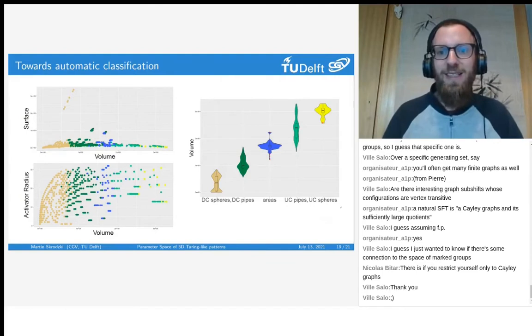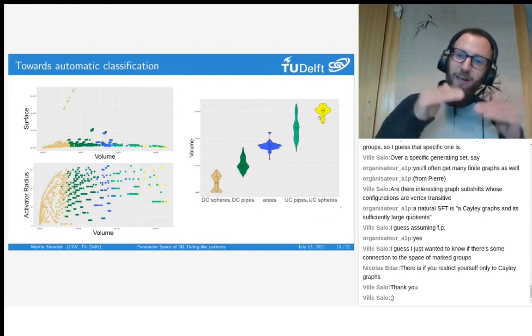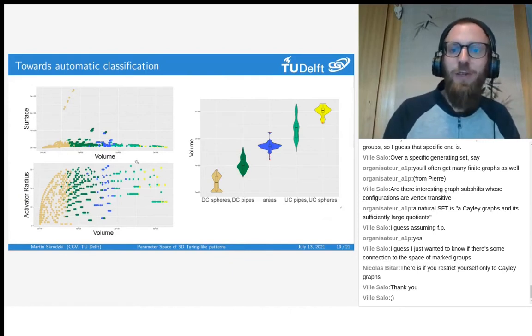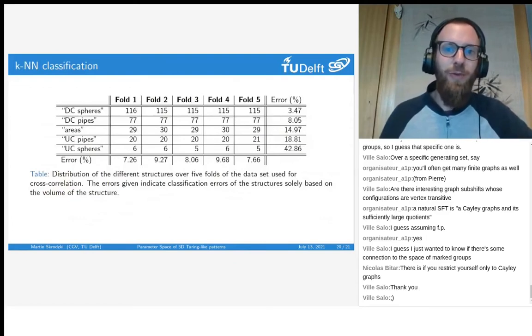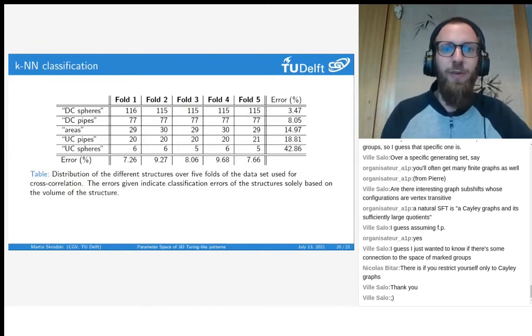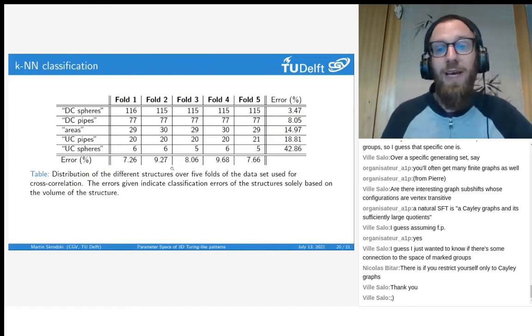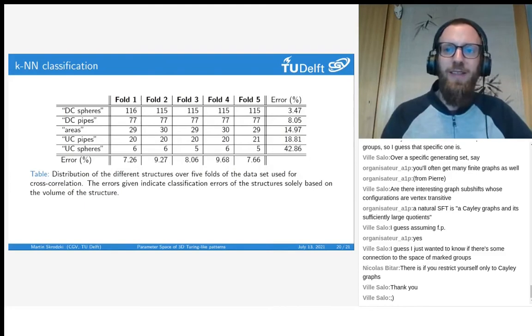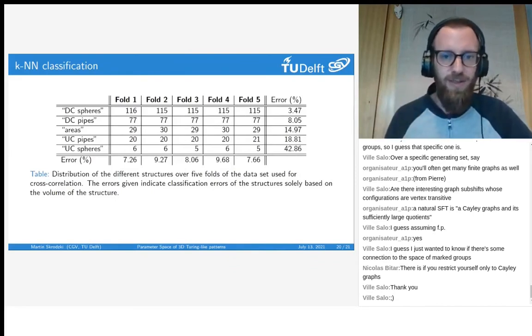And indeed, if you print these as a violin plot, you see that the DC spheres, the DC pipes, the areas, the UC pipes, and the UC spheres are pretty well separated along this volumetric axis here. So the final experiment we did is we took 5 folds of our entire data set, and we trained a k-nearest neighbor classifier on the remaining points and tested it on the respective folds. You see that in total, on the bottom row here, we do get very reliable classification results, but you also see that the misclassification varies drastically across these different types of structures. So there's still work to do in figuring out how to classify these structures automatically.